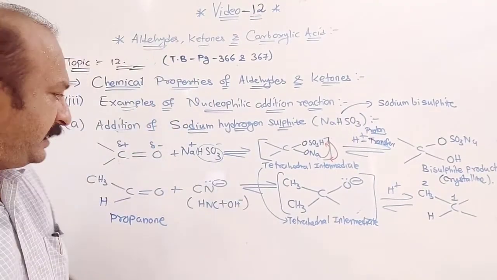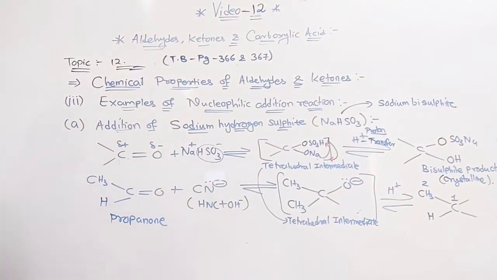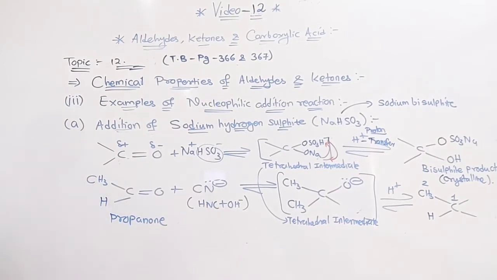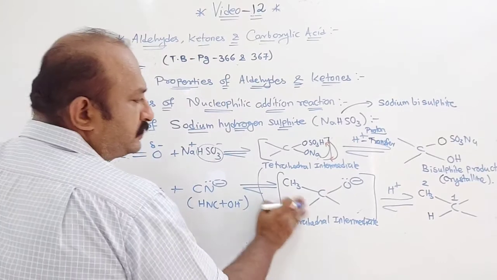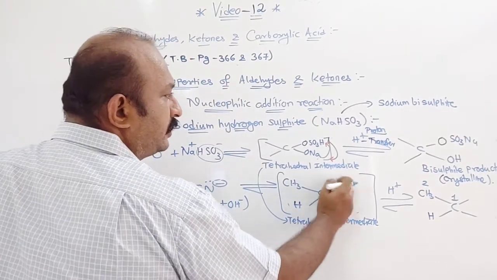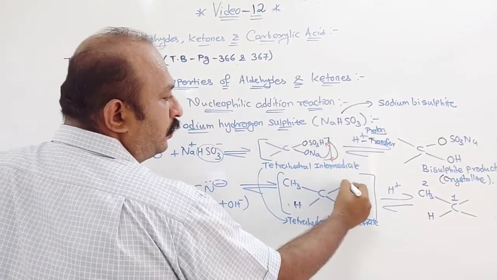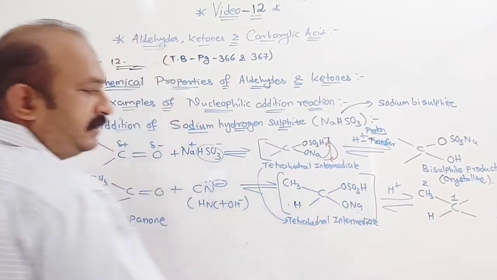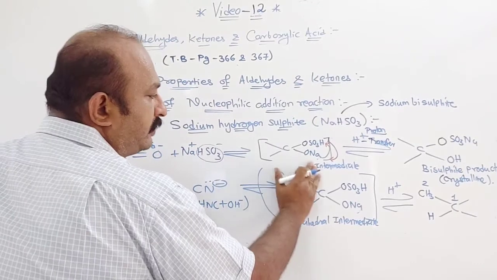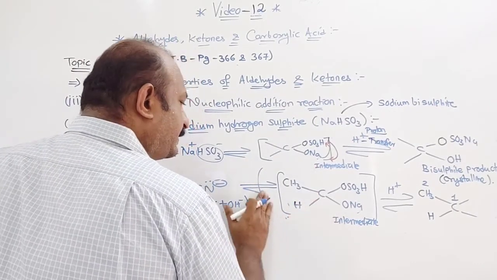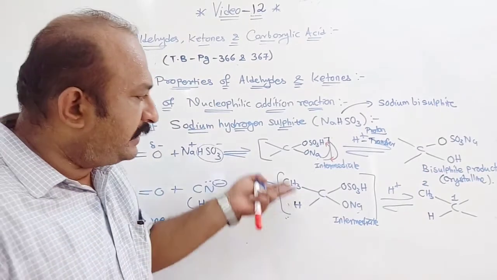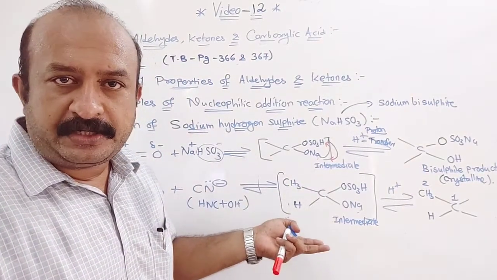Understood? Now this same thing, when I write aldehyde here, what do I write? Aldehyde. So I have written CH3CHO. Simply what you have to do? You have to change this part, and here you will see what we got: OSO3H, and here ONa. This is again an intermediate we get. We will not write tetrahedral, but actually it is tetrahedral only, because carbon is connected with 4 groups. So we can call it a tetrahedral complex, or intermediate.